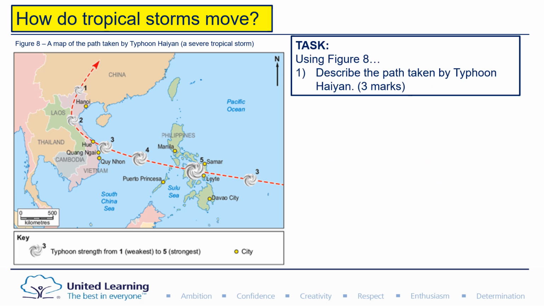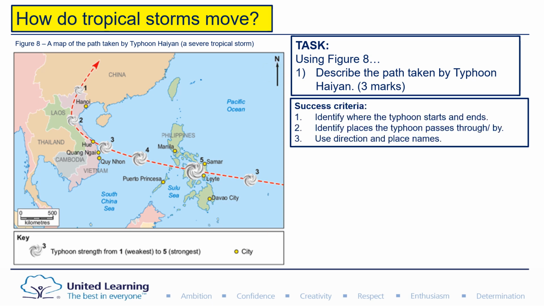What I want you to do now is have a look at this map, figure 8, showing a path taken by Typhoon Haiyan. Path just means the route, the way it's gone. And it says here, describe the path taken by Typhoon Haiyan, 3 marks. The path is indicated on the map as the red dotted line. You can see it starts here and travels this way. And you've got a compass there as well to help you.